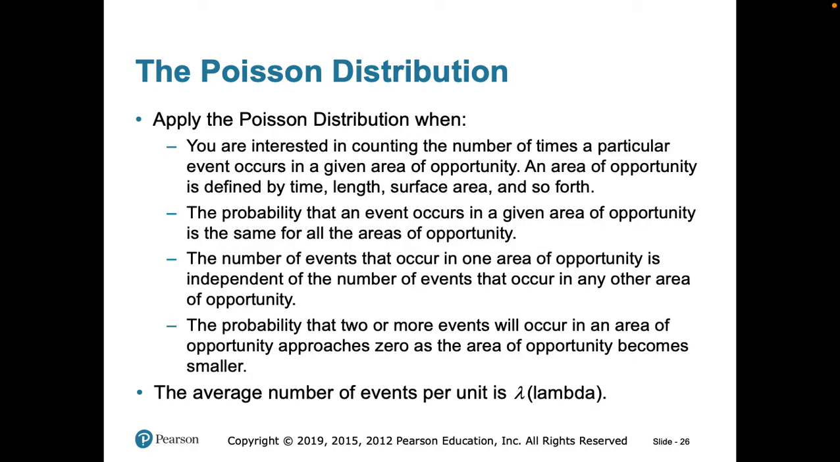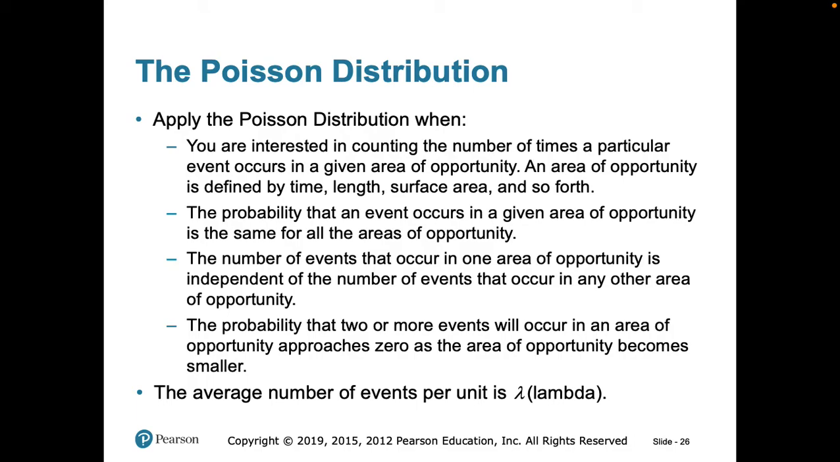The Poisson distribution is useful, and you should use it when you are interested in counting the number of times a particular event occurred in a given area of opportunity. When we talk about an area of opportunity, we're talking about time, length, surface area, and so forth. The probability that an event occurs in a given area of opportunity is the same for all areas of opportunity. This is something you need to keep in mind: all areas of opportunity have to have the same chance of happening.